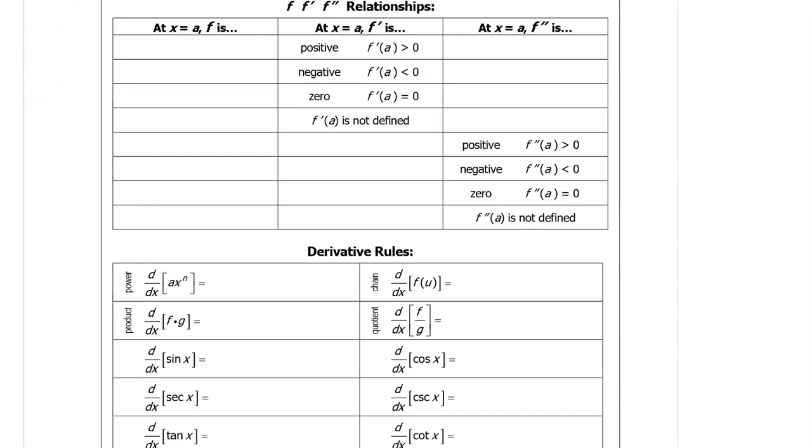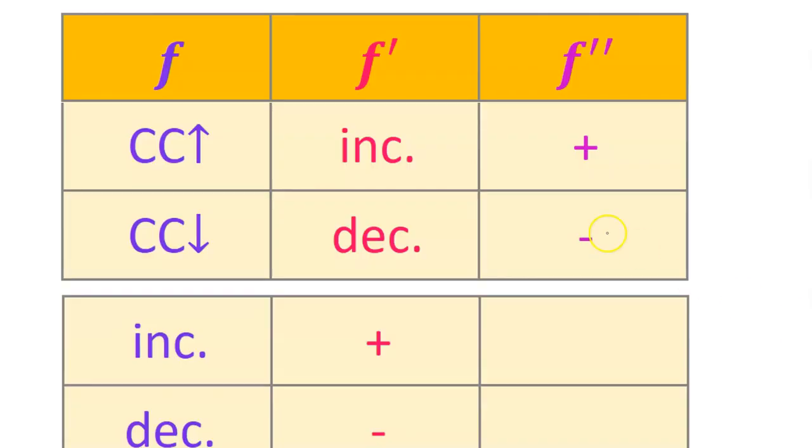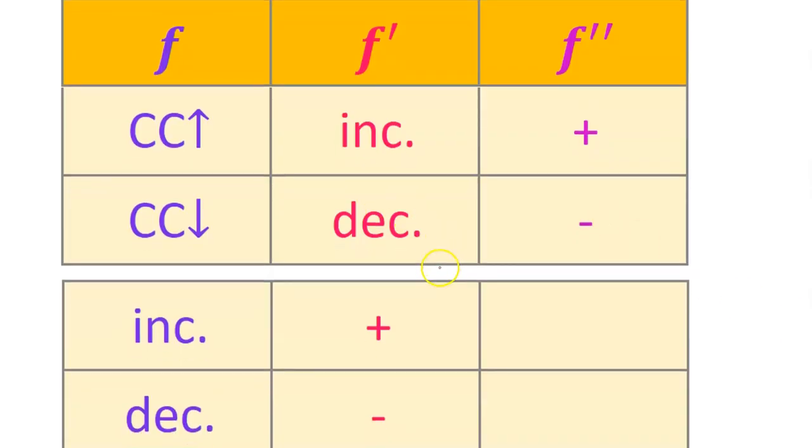Here are the things you need to memorize from Unit 2. This chart shows the graphical relationship between the original function f, the derivative f prime, and the second derivative f double prime. It's a slightly more detailed version of this chart that I've been trying to get you to memorize since the beginning of Unit 2. So, if you have not memorized this information yet, please pause the video right now and commit this to memory.